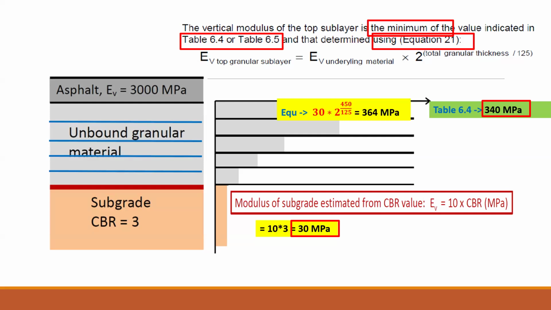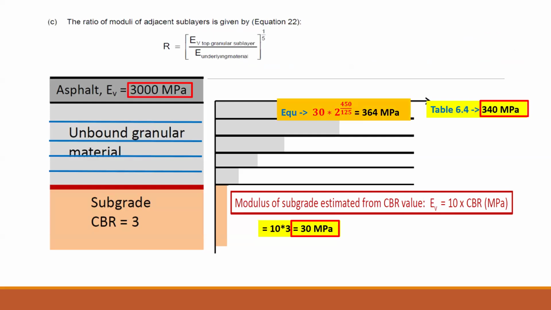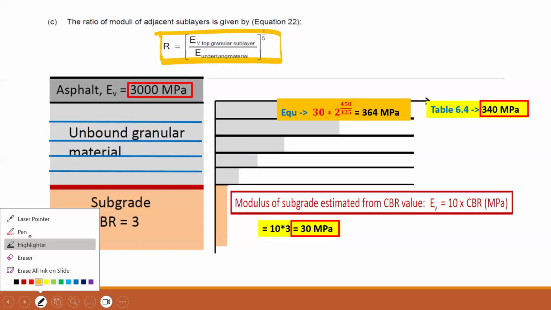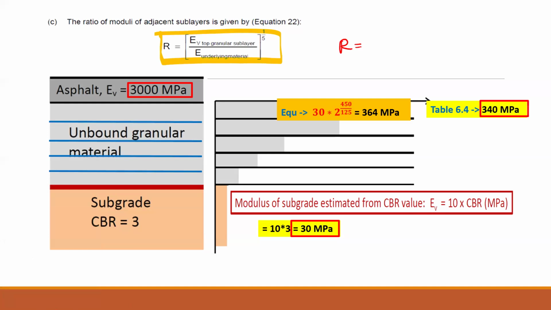Okay, now let's see how we can find the other one. Now we need to find a ratio of these moduli. We can find the ratio using this equation here. So this R is equal to the modulus of the top granular sublayer. What is the modulus of the top granular sublayer?